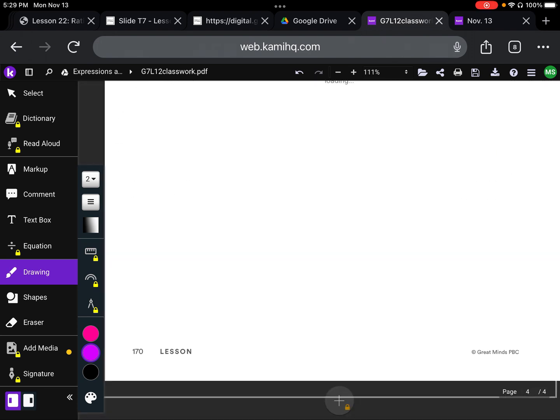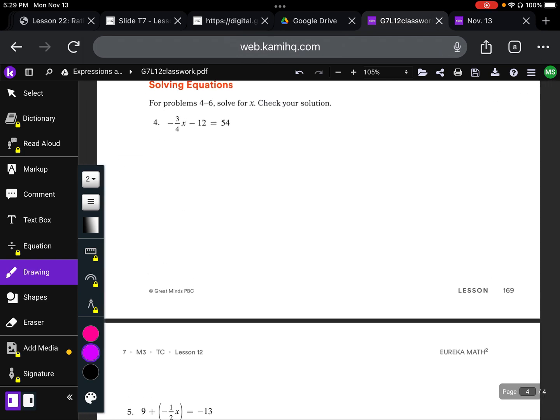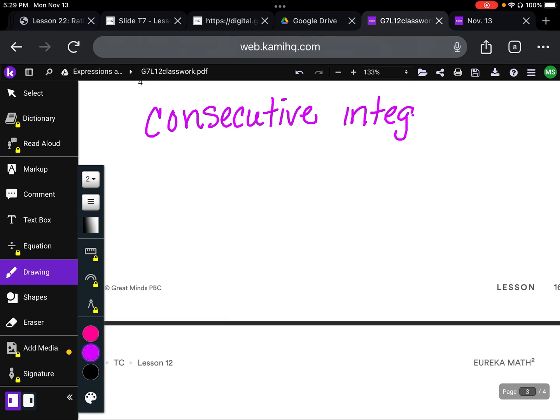One part of your homework, when you see it, says something about consecutive integers, right? What does that look like? That would be numbers in a row. So 12, 13, 14, right? 5, 6, 7. Those would be three consecutive integers.